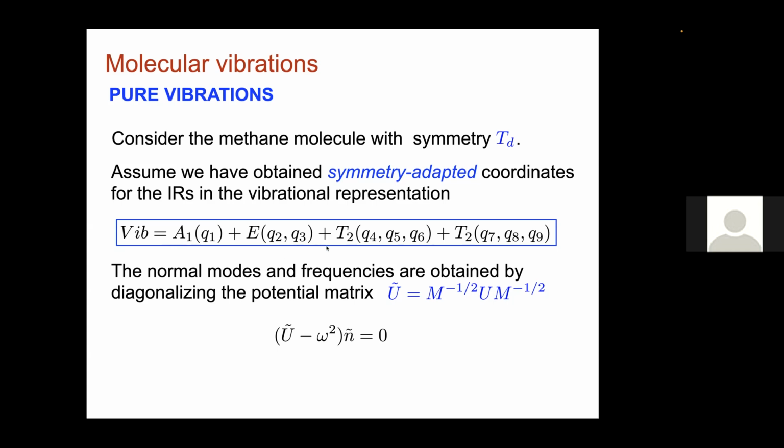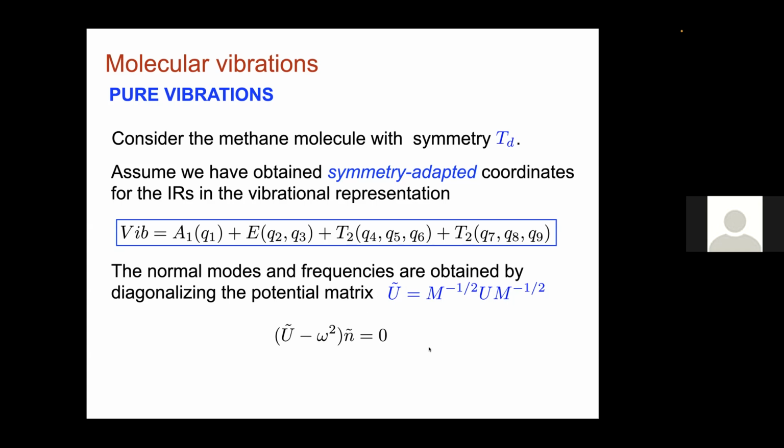Okay? So we assume that we are using symmetry-adapted coordinates, and in such a way that all the block structure is obvious. Now, the normal modes and frequencies are obtained by diagonalizing the potential matrix. I mean, this transformed potential matrix, okay?